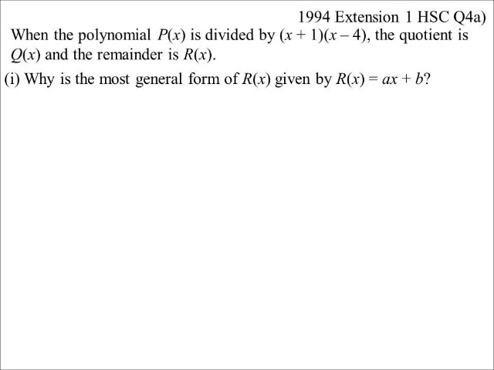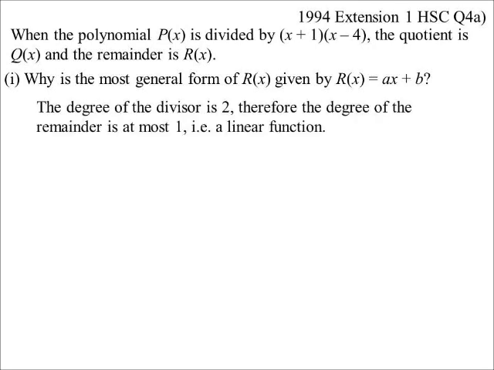94. This time we're divided by a quadratic, (x + 1)(x - 4). Quotient Q(x), remainder R(x). Okay. One of those questions you love where you actually have to explain rather than just answer the question. Why is the most general form of R(x) given by ax + b?